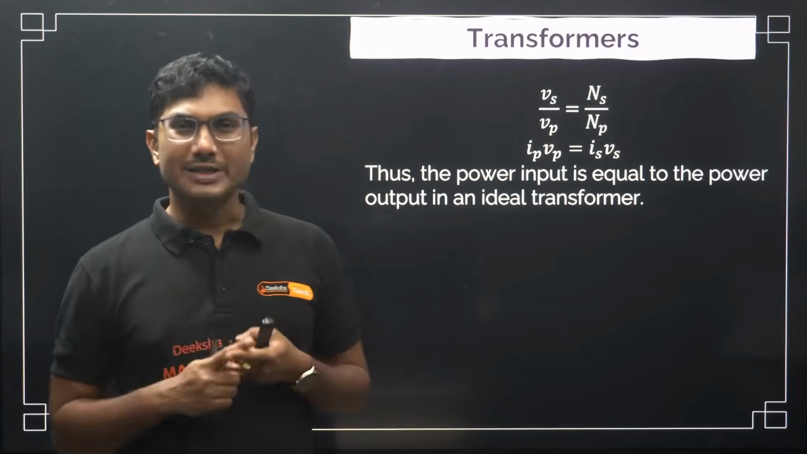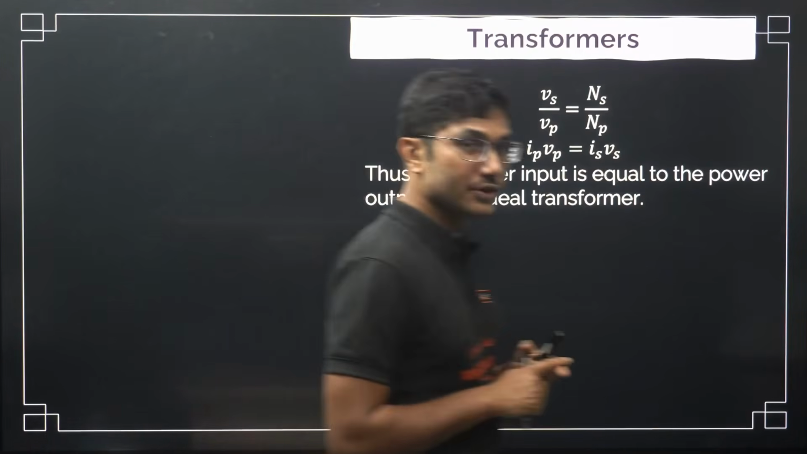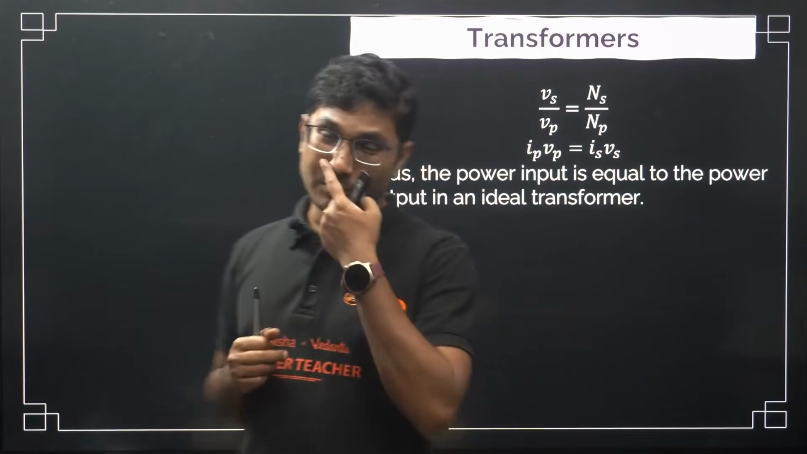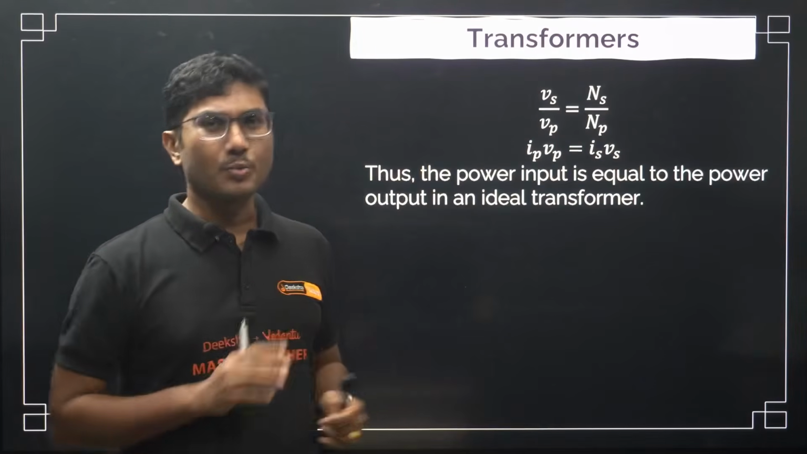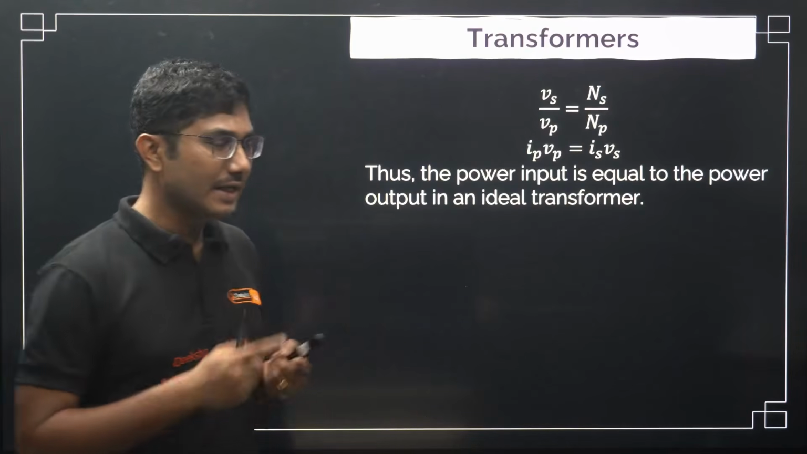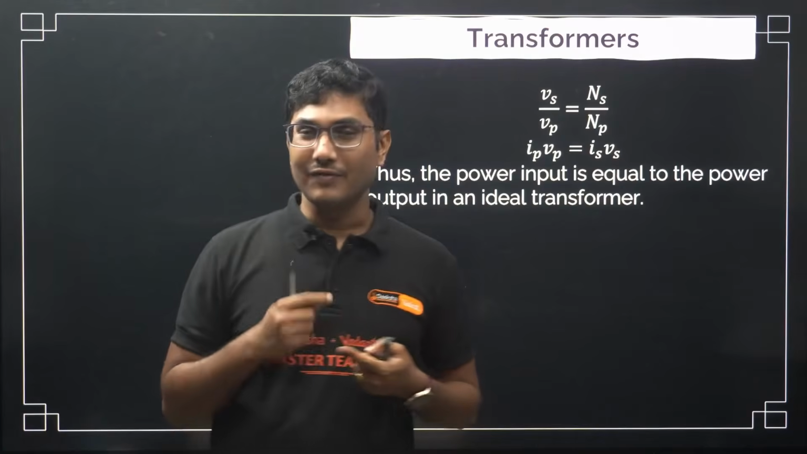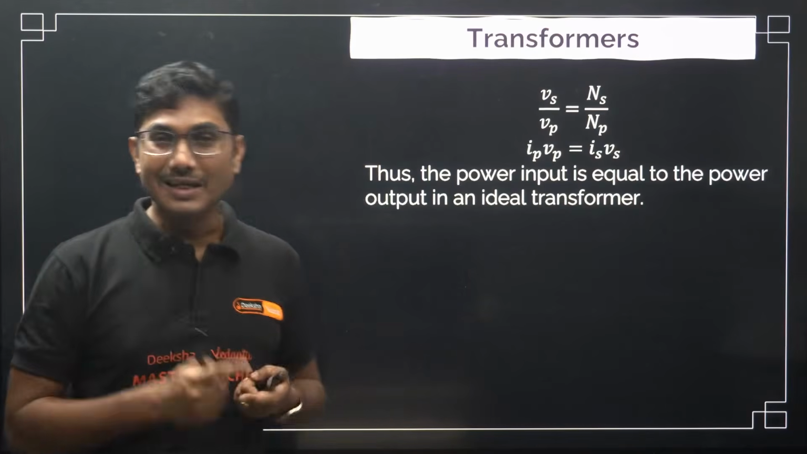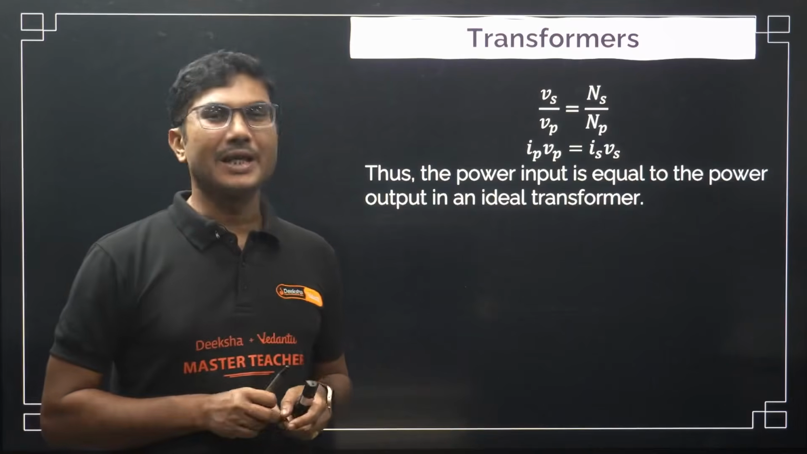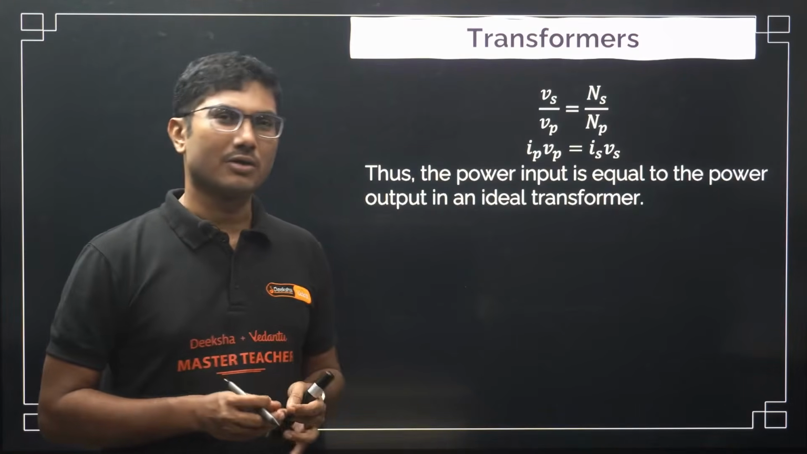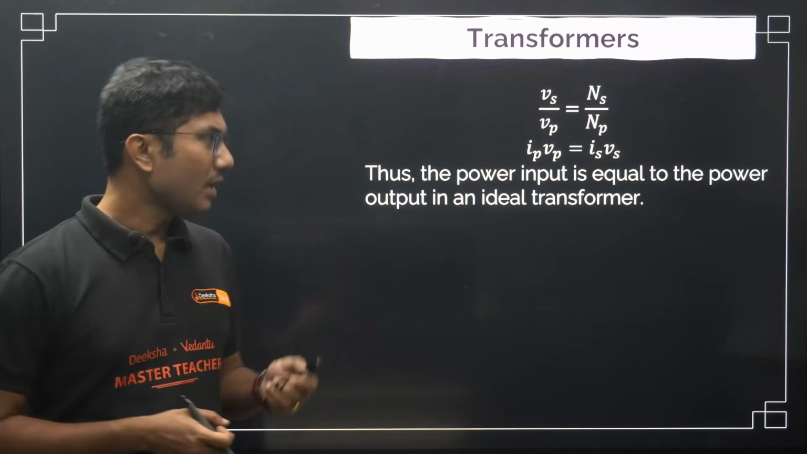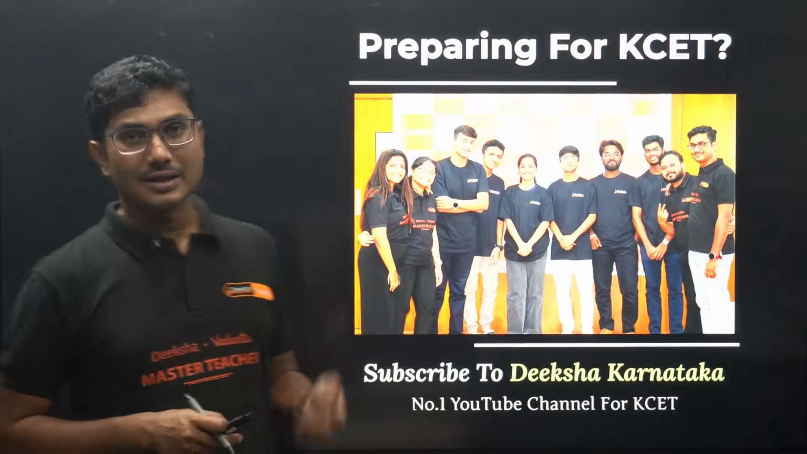Now in a transformer usually a few types of losses happen. You can learn about a few losses, but losses are not super important. Four types of losses are generally there: eddy current loss, flux leakage loss, and heating loss. These are the main losses. You can remember the names in case you see a 2 marker or 3 marker question from that portion, and you can answer them. So with this I would like to end this rapid revision.